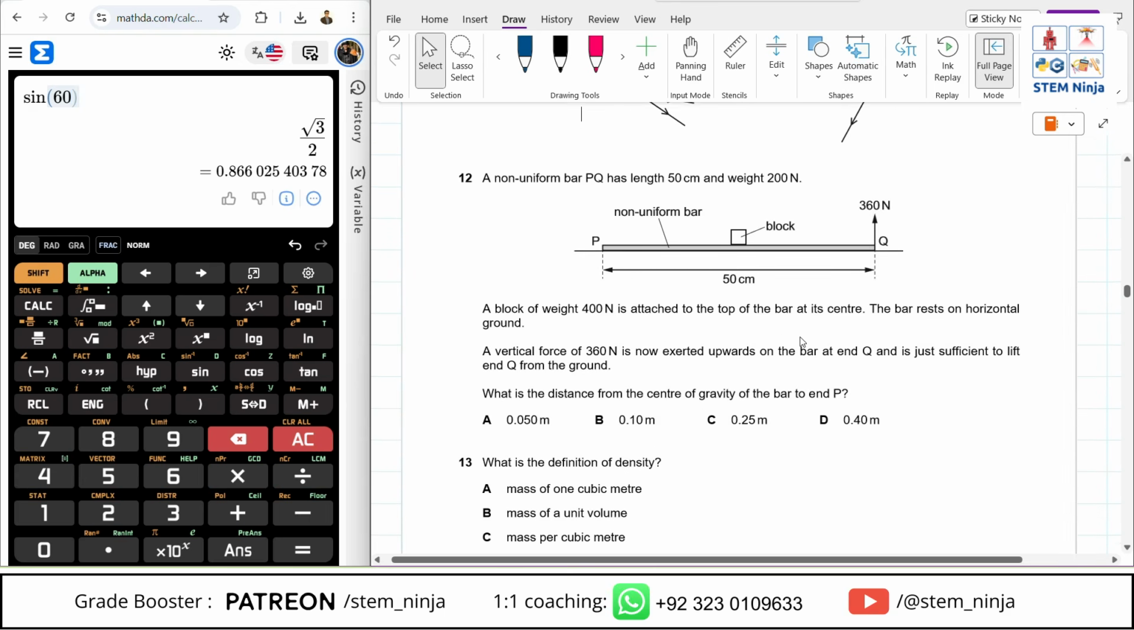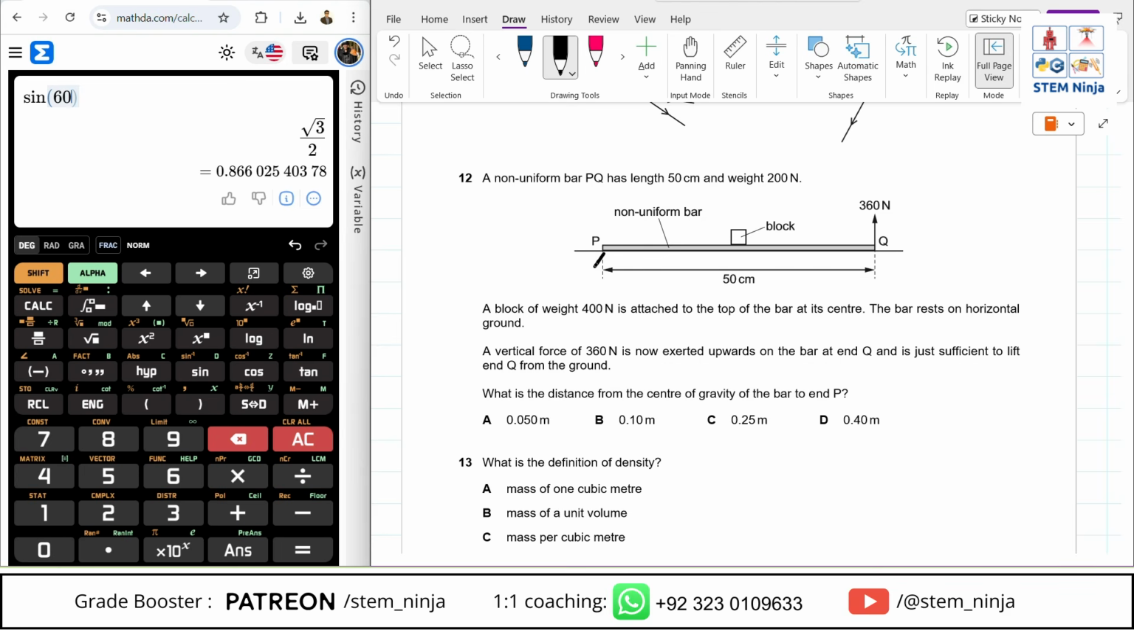Okay, sorry, my bad. A non-uniform bar PQ has length 50 centimeter and a weight 200 newtons. A block of weight 400 newton is attached to the top of the bar at its center. The bar rests on horizontal ground. The vertical force 360 newtons is now exerted on the bar at Q and is sufficient to lift the end Q from the ground. What is the distance from the center of gravity of the bar to end P?